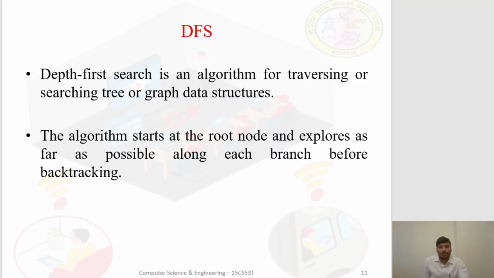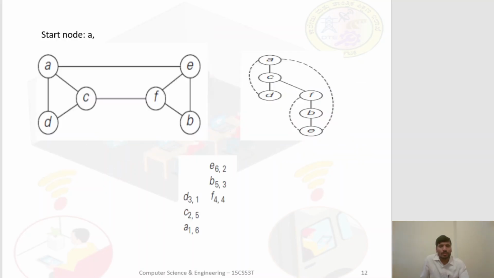Next, coming to the second example, that is DFS. DFS stands for depth first search. In a depth first search algorithm, we traverse or search the tree. The algorithm starts at the root node and explores as far as possible along each branch before backtracking.